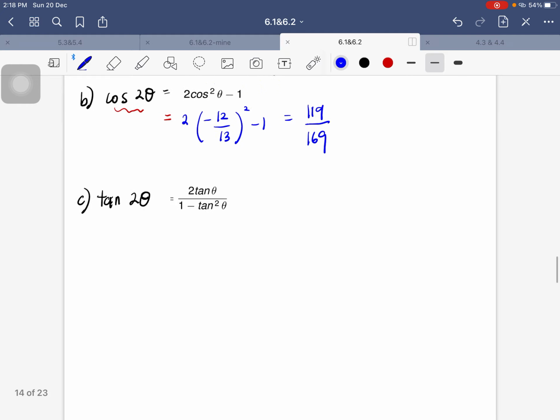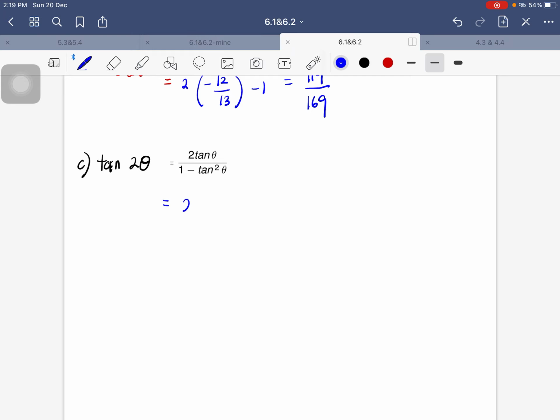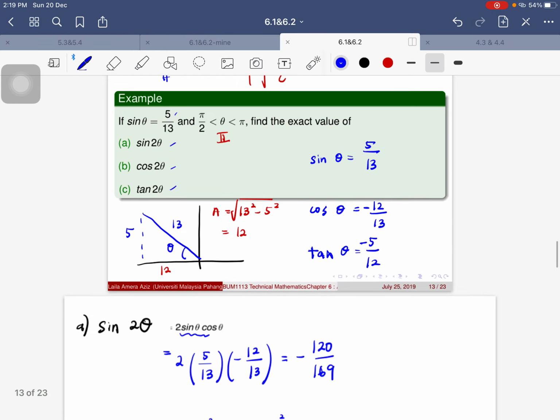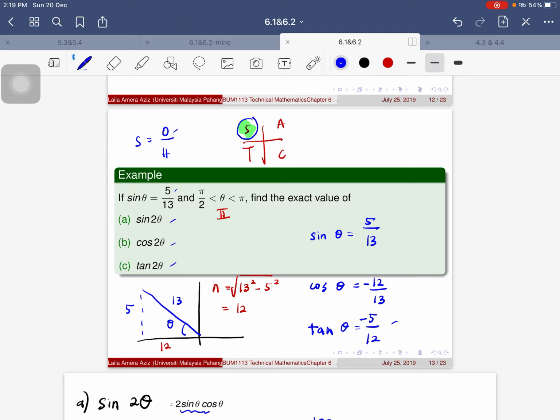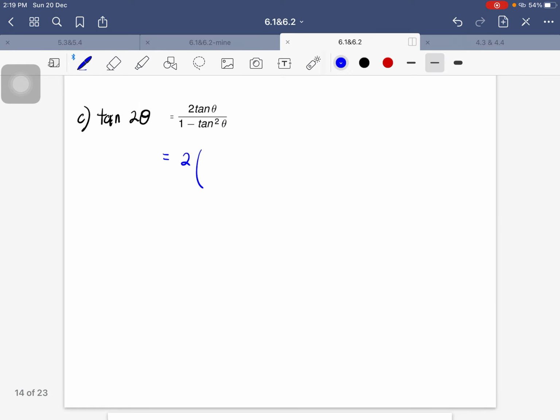Of course, for the case of tangent, the formula is slightly more complicated because we have it in terms of a fraction. I'm going to have 2 tangent theta, and tangent theta, according to what we have calculated, is negative 5 over 12. So the numerator is 2 multiplied by negative 5 over 12, and that is going to be over 1 minus negative 5 over 12 raised to the power of 2.